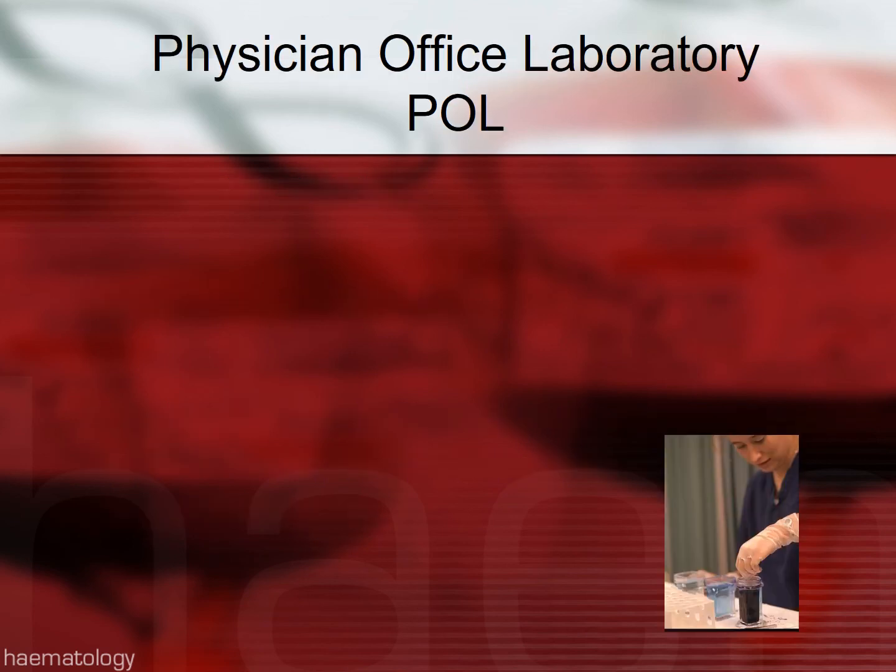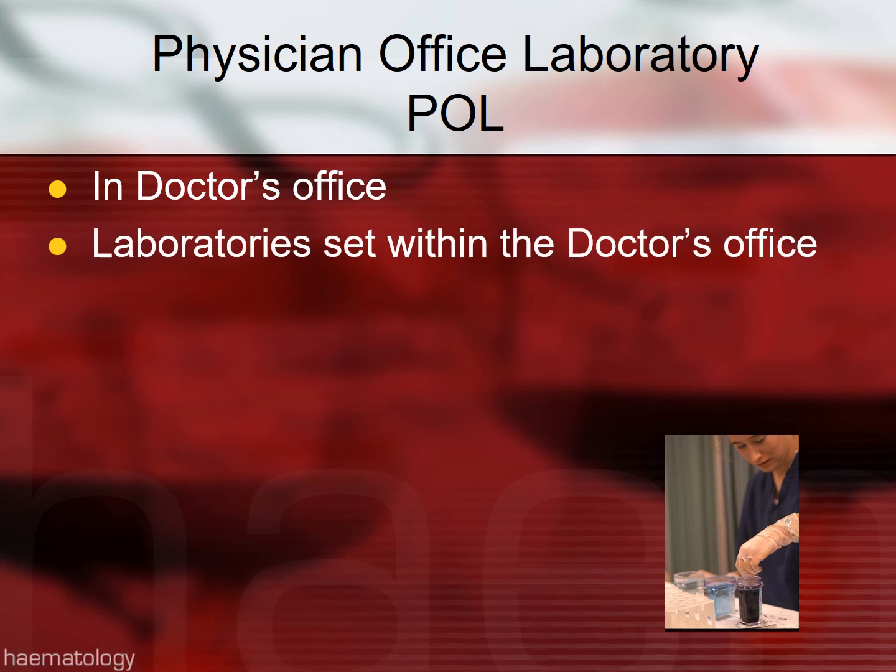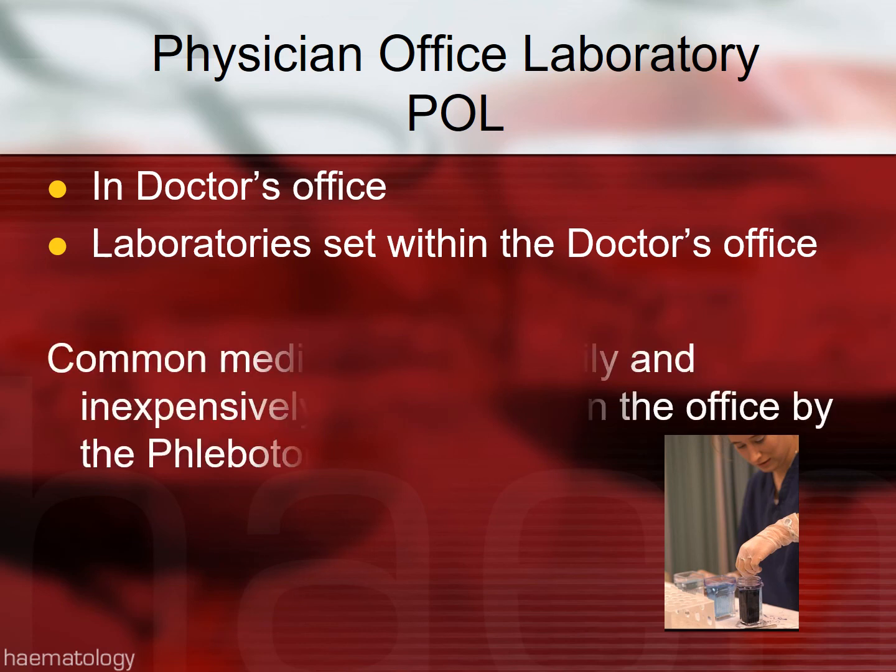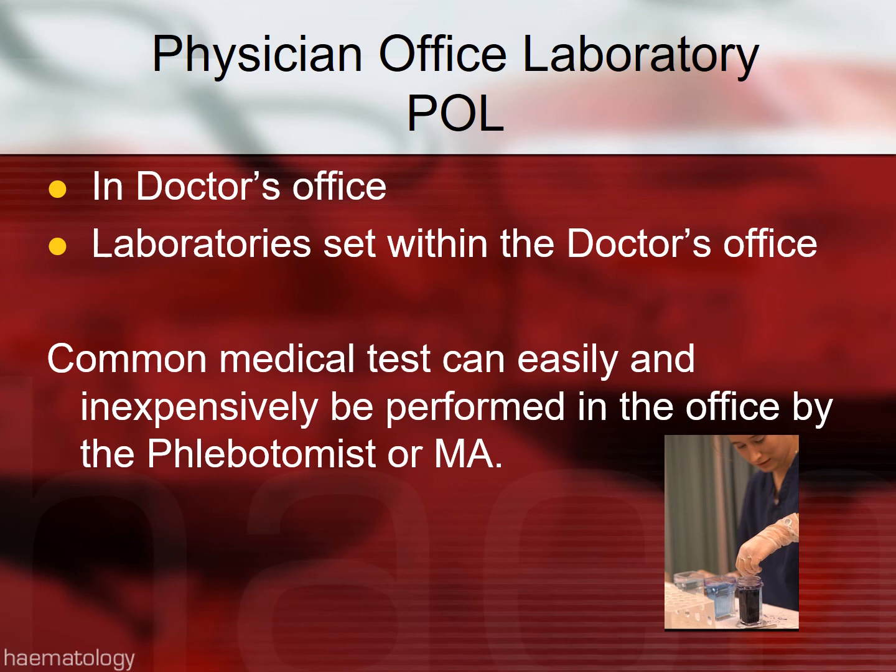We also have what's called a POL, a physician office laboratory, and this is usually done in a doctor's office, and usually in a lab that's set within a doctor's office. Specifically, somewhere in there might be a lab where the physician or the medical assistant or even the phlebotomist can go and take the blood or do the test right there in what they call a POL. And of course, common medical tests can easily and inexpensively be performed in the office by the phlebotomist or MA.